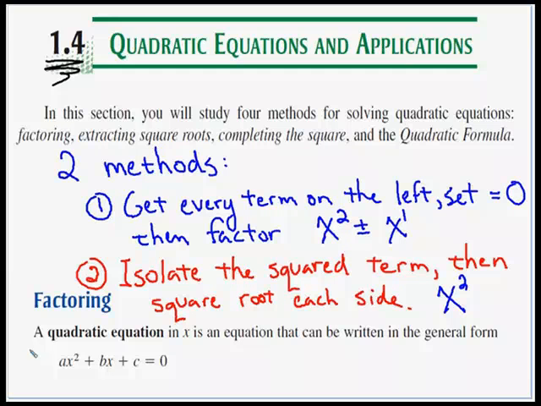So factoring. A quadratic equation in variable x is an equation that can be written in this general form. We're going to have some number a times x squared plus or minus some other number bx, and then plus or minus some constant c, and that's going to be set equal to 0. That is our quadratic equation. And I always thought, quad means 4. I always thought it was odd that the second power was your highest power in a quadratic equation.